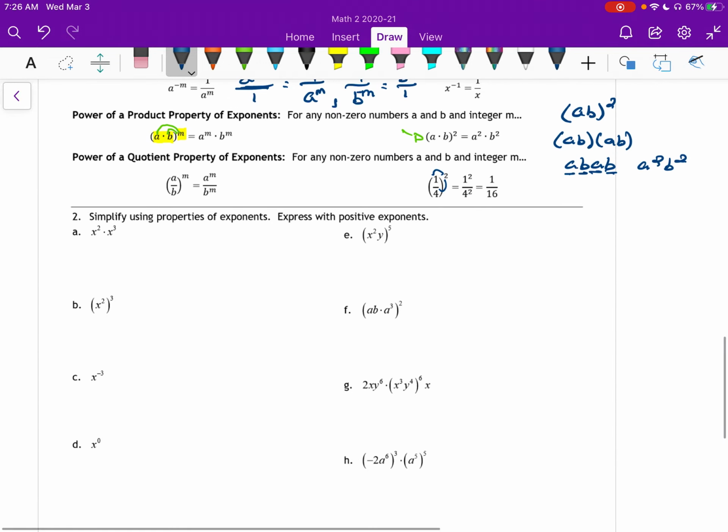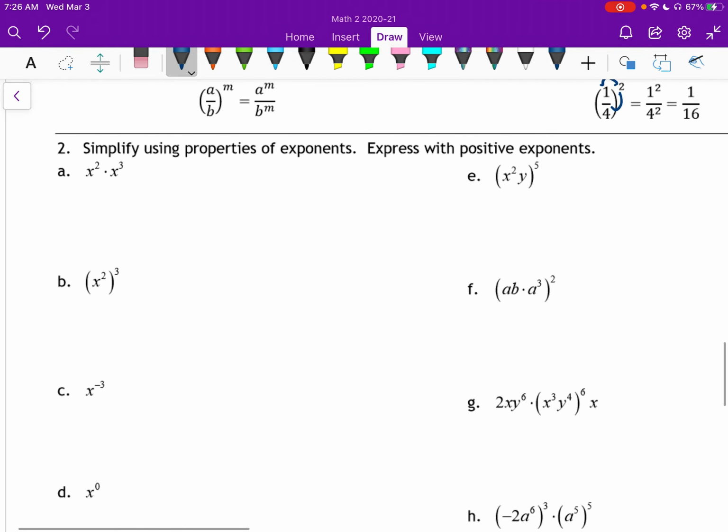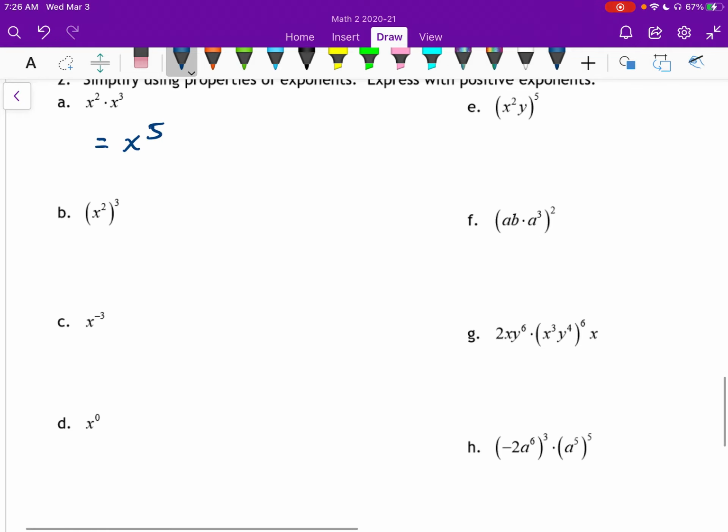All right, let's look at some examples here. Number 2: simplify using properties of exponents and express with positive exponents, only positive exponents. X squared times x cubed, we're going to be able to add them there and get x to the fifth. X squared to the third, we have an exponent, parenthesis, exponent, so that means we're going to multiply. So x to the sixth.